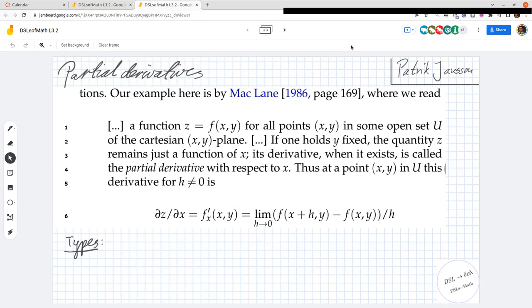Okay, so let's see, what are the symbols and their types? So the first thing mentioned is a function, and then it says z equals f of x and y. So it's not obvious a priori what the function is, but I would say that the f, from our knowledge of how names are usually used in mathematics, I would say that f is the function.